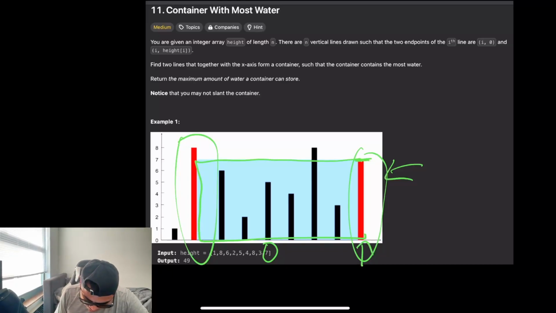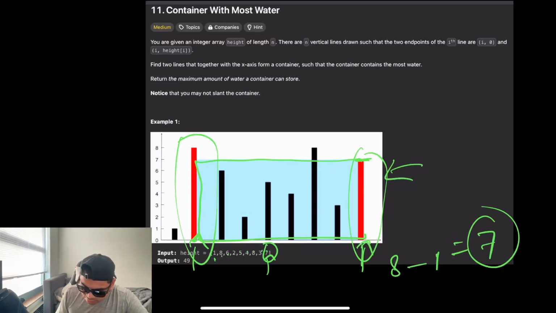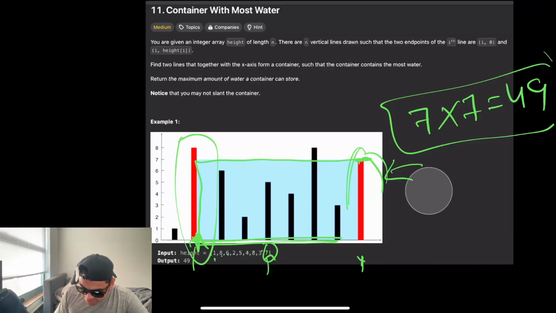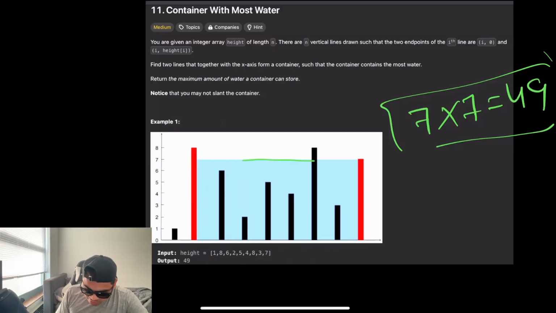The length of this array is 1, 2, 3, 4, 5, 6, 7, 8, 9, so this must have been the 8th index. So 8 minus the first index, minus 1, gives us 7. That is the distance from this line to this line, and the minimum of these lines is this one. So 7 times 7 is 49. That's the answer right here.